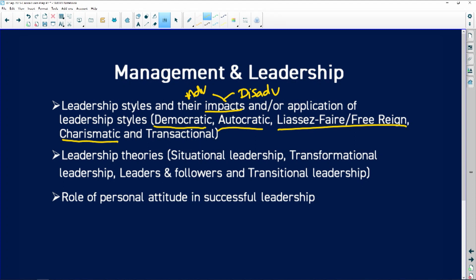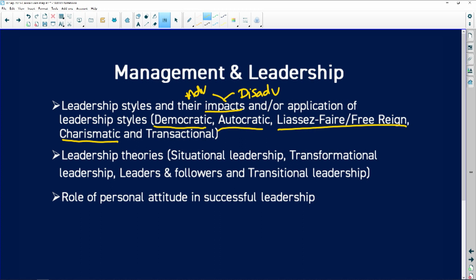Then you have your charismatic leadership style. The word charismatic literally derives from the word charisma, so it's based on the charisma of the leader. The leader is so well liked that he or she is capable of influencing the rest of the team members to agree with him, even if they did not initially think that they would agree with him.